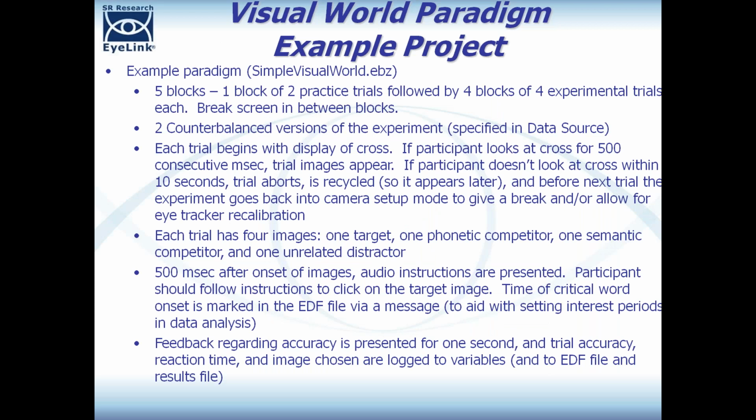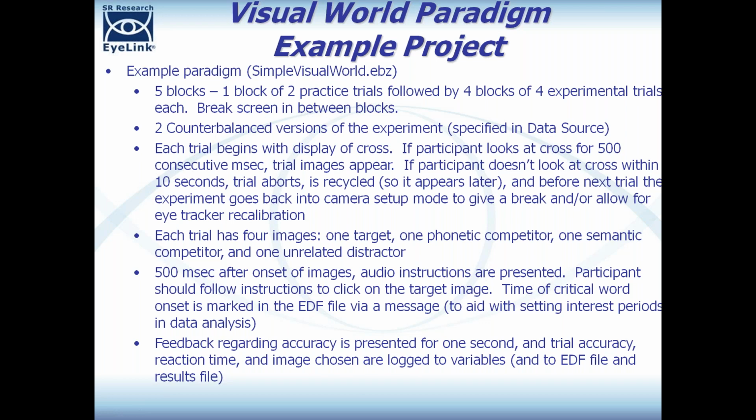Okay, this is just details about the example project that we built. Basically, it had 5 blocks, 1 block of practice trials, followed by 4 blocks of 4 experimental trials. There were 2 counterbalance versions, and I already described what would happen in a trial. Basically, they see a cross, look at that cross, and the images appear. And each trial has those 4 images that we mentioned. And 500 milliseconds after the onset of the images, the audio playback would start.